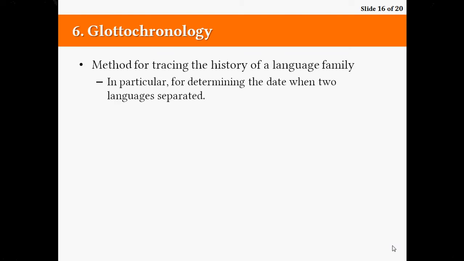In particular, what glottochronology is meant to do, it's meant to give us a methodology for determining the date when two languages separated. So when did, say, English and Frisian split apart, right? When did they cease being the same language, the parent language, and split into the two separate daughter languages?